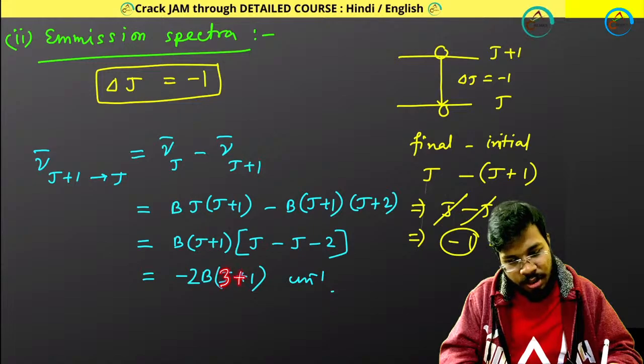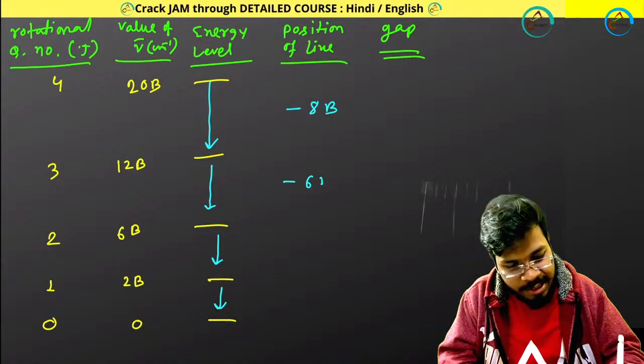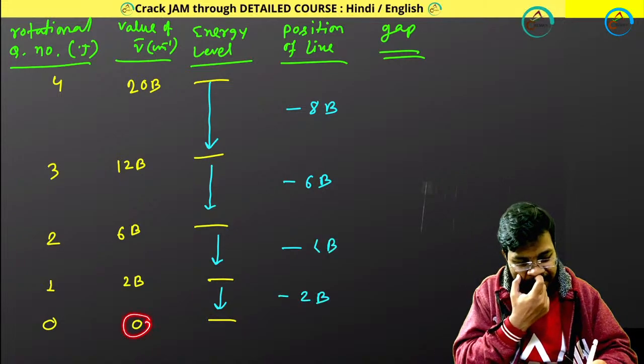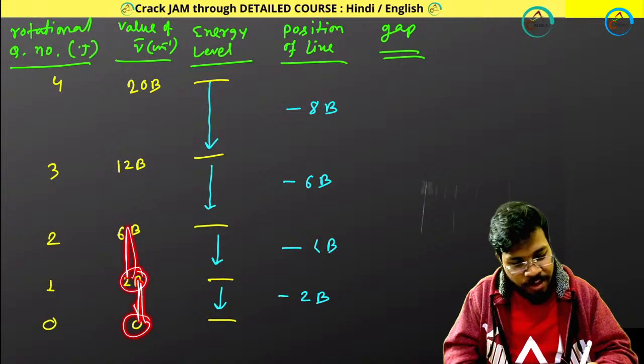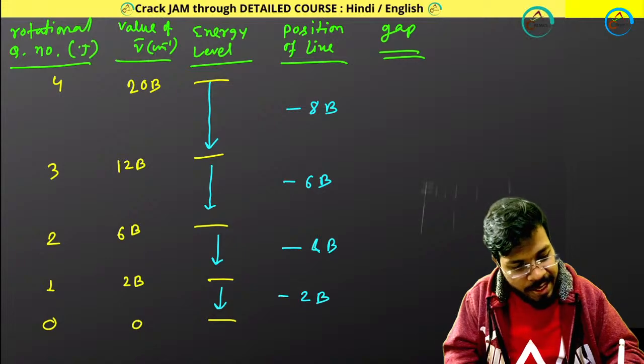3 plus 1, 4 into 2, 8, minus 8B, minus 6B, minus 4B, yes, and minus 2B. So I am just subtracting this value. The gap is this 2B, 4B, 6B, 8B. 2B, 4B, 6B, 8B, right?